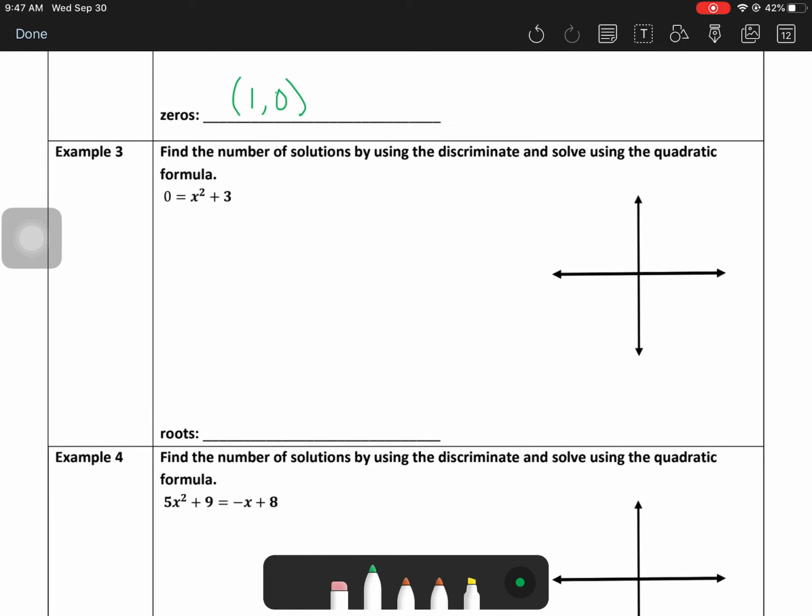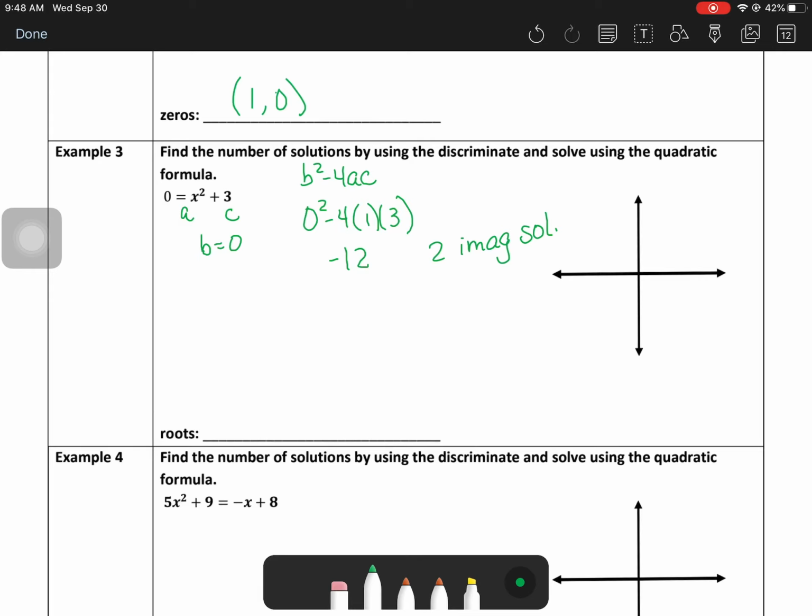Okay, next, in this example, we're going to do our discriminant b squared minus 4ac. It is already equal to 0. So this is my a value, and this is my c value, so that means that b is equal to 0. So we have 0 squared minus 4 times a is 1 times 3, which is our c value. So we're going to get an answer of -12, which means we have two imaginary solutions. And when they are imaginary, that means they will not cross the x-axis.